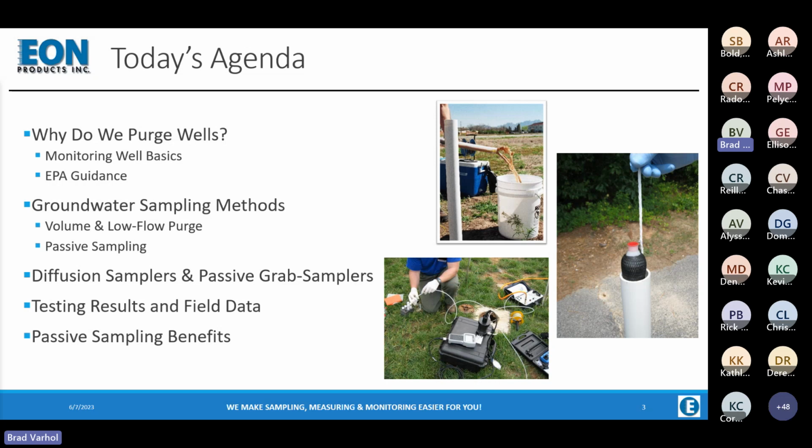This will be overviews. Then we'll talk specifically about diffusion samplers and passive grab samplers that are in common use today. And I will show you some testing results and field data that compare these sampling results to those of the more traditional volume and low flow purge methods. And at the end of the presentation, we'll do a recap on passive sampling benefits. Why would you want to use them in the first place? So with that, I will get started.